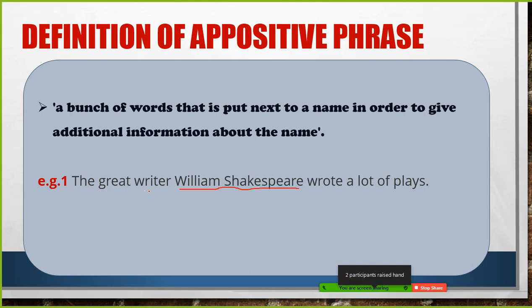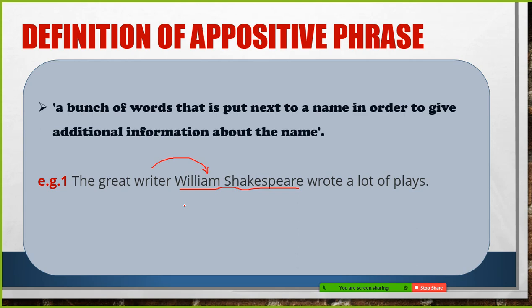Because if I said only "the great writer wrote a lot of plays," is the phrase "this great writer" related only to William Shakespeare? Of course not. If I said "the great writer," a lot of great writers in the whole world could come to your mind, not only in the European world. So here William Shakespeare is essential, and I cannot drop it from the sentence. I cannot cut it off the sentence.